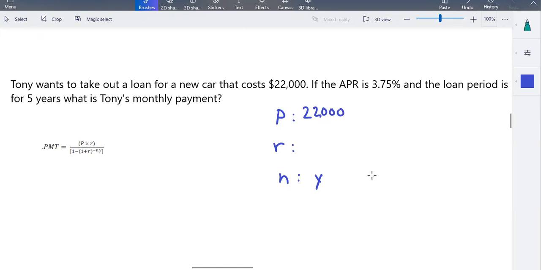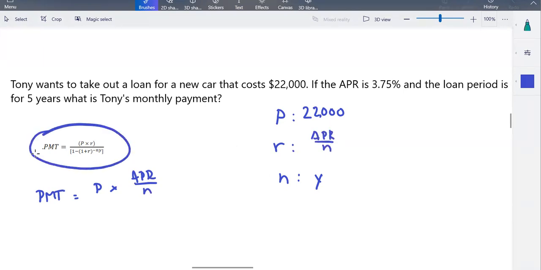Yikes. R stands for the periodic interest rate. Sometimes you'll see this formula written like this: instead of an R right here, you'll see an APR divided by N. That's the same thing as a little r. Little r is APR divided by N. It's written this way on our formula sheet because that's easier to write, perfectly honest. So like I said, you don't have to have our notes, your own notes, whatever, just as long as you have some notes that you understand and will help you to solve these questions.